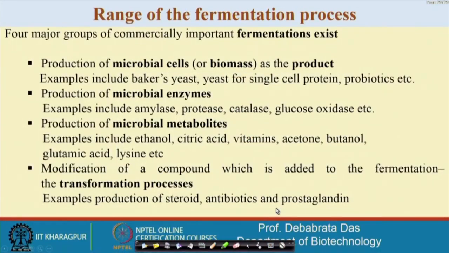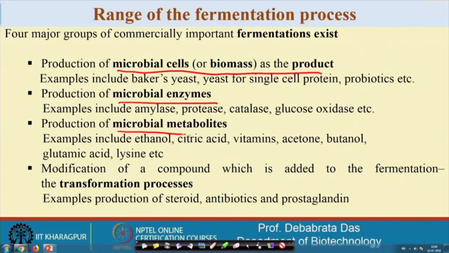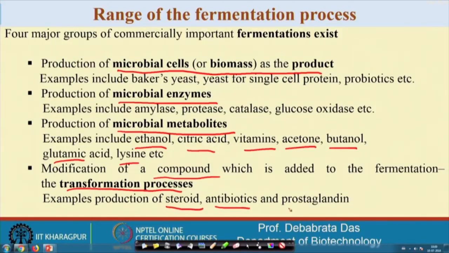Now as far as the range of biofermentation processes is concerned, there are four different ranges. One is microbial cells or biomass as a product; another is microbial enzymes as a product; another is microbial metabolites as a product, for example ethanol, citric acid, vitamins, acetone, butanol, glutamic acid and lysine, etc. And the fourth is modification of compounds in the fermentation process, what we call the transformation process, for example production of steroids, antibiotics and prostaglandins.